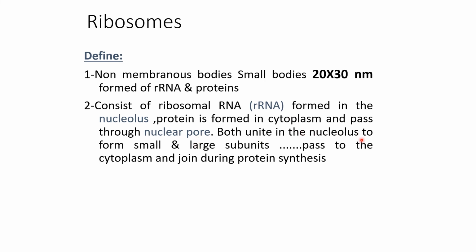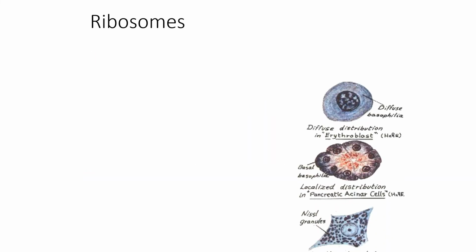In the nucleolus, the small and the large subunits of the ribosomes are formed, passing to the cytoplasm and joining during protein synthesis. Again, the protein synthesized in the cytoplasm moves to the nucleolus, combining with the rRNA, forming the small and large subunits of the ribosome. The small and the large subunits pass to the cytoplasm and fuse only during protein synthesis. Ribosomes are abundant in protein-synthesizing cells.